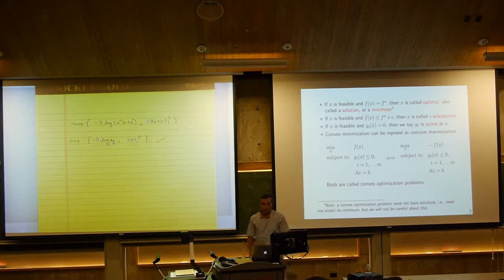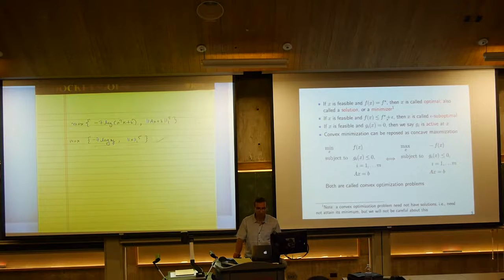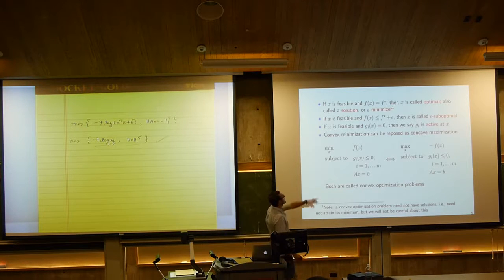If x is feasible and it has the property that f of x is less than or equal to f star plus epsilon, then we call it epsilon suboptimal. It's just a bit of terminology we use. If x is feasible and the inequality constraint g_i of x is equal to 0, then we say that it's an active constraint at x. If g_i of x is strictly less than 0, then it's an inactive constraint at x. It has to do with whether or not you are right at the boundary of that constraint at x. Just a bit of terminology.